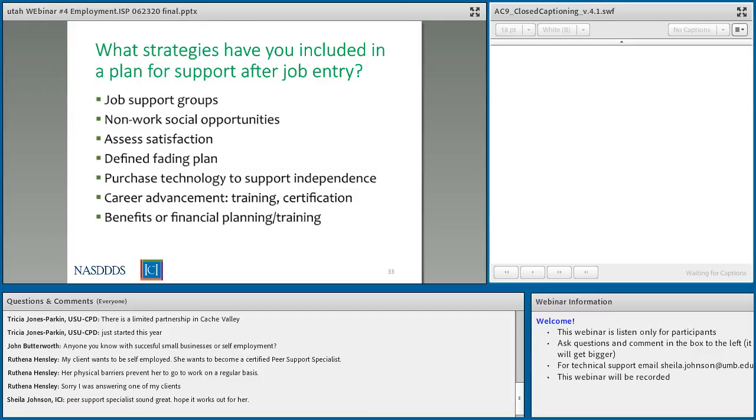You may also be thinking about defined fading plans, purchase of technology to support independence. That's particularly relevant in these times when we're using more remote supports and hopefully learning some things that we're going to continue to do as we go forward in terms of giving people more independence at work through remote kinds of supports.